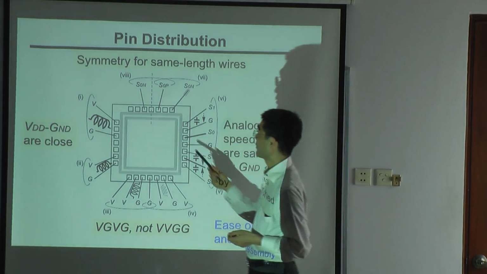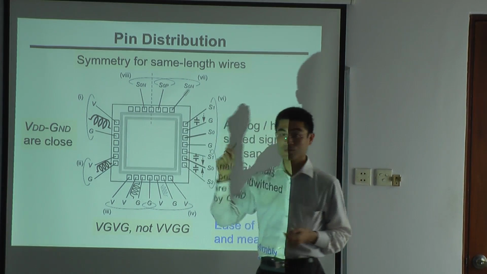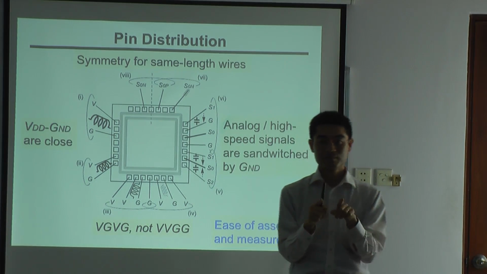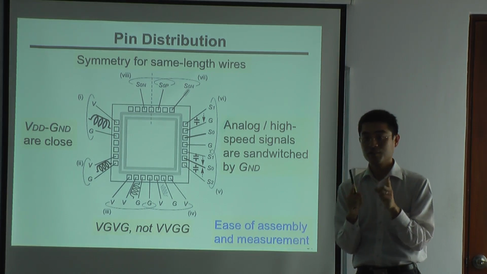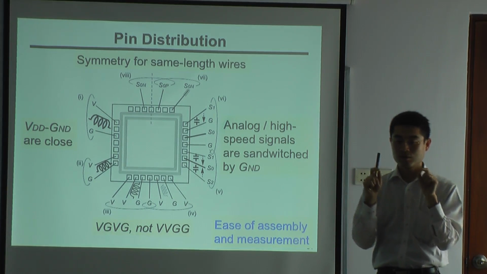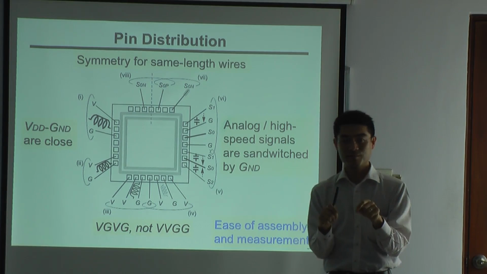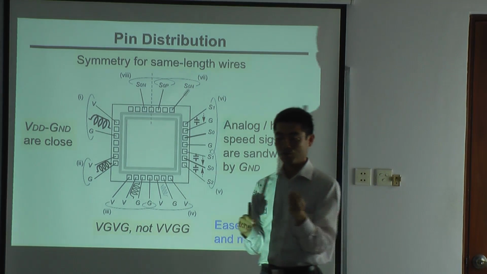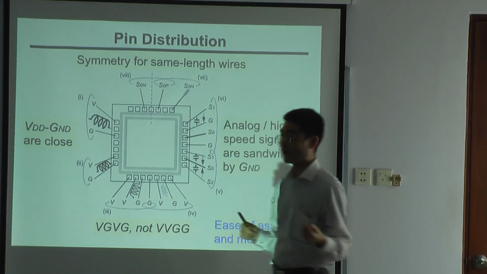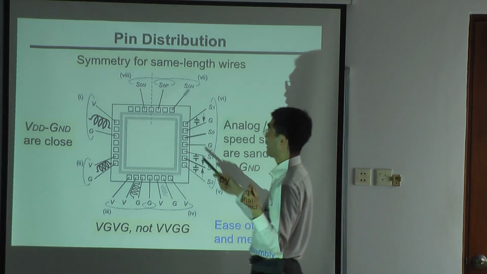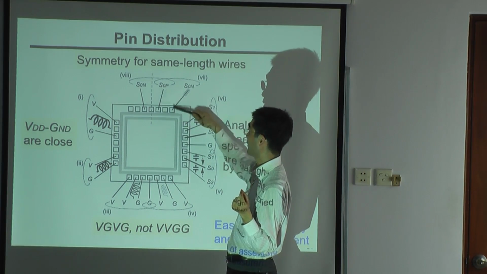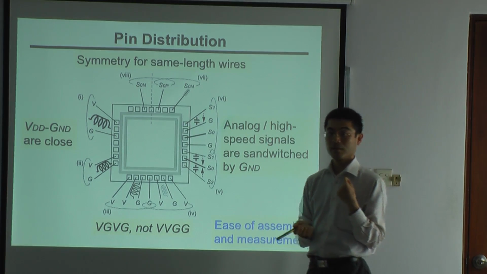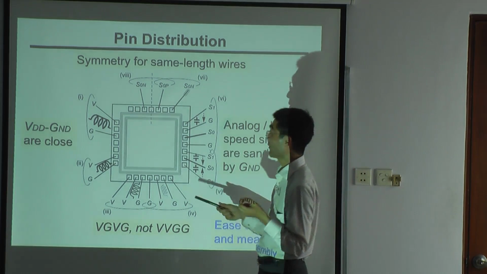And the other rule is symmetry. You have to consider symmetry, for example, the data and data bar. Data and data bar signals want to arrive at the same time. But as I told you, it takes time to travel through the wires. So when the wire lengths are different, the arrival times are different, and it will cause noise.